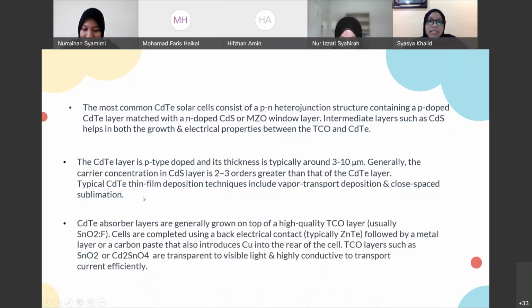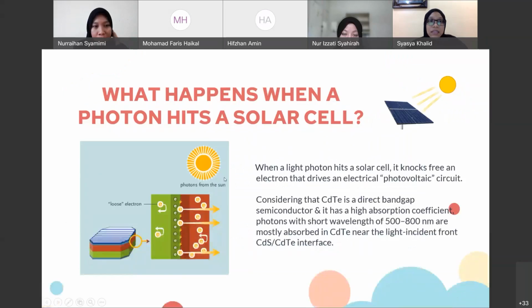Cadmium telluride absorber layers are generally grown on top of a high-quality transparent conducting oxide layer, usually fluorine-doped tin oxide. Cells are completed using a back electrical contact, typically a layer of zinc telluride followed by a metal layer or a carbon paste that also introduces copper into the rear of the cell. Transparent conducting oxide layers such as tin oxide or cadmium stannate are transparent to visible light and highly conductive to transport current efficiently.